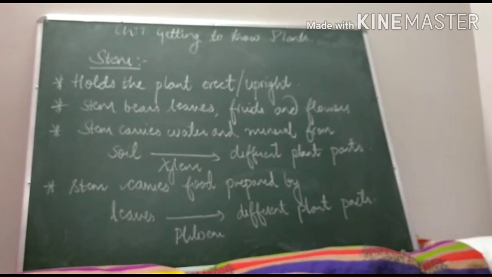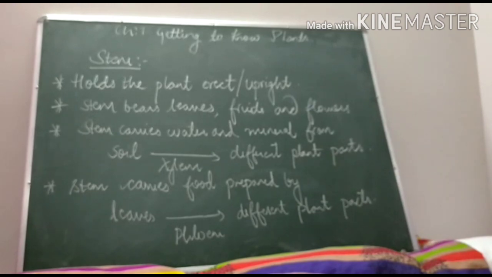फिर क्या करती है stem? जो food हमारी leaves prepare करती हैं by the process of photosynthesis, जो हम आगे पढ़ेंगे, stem उस special structure के through different plant parts तक पहुँचाती है. And those special structures are your phloem.